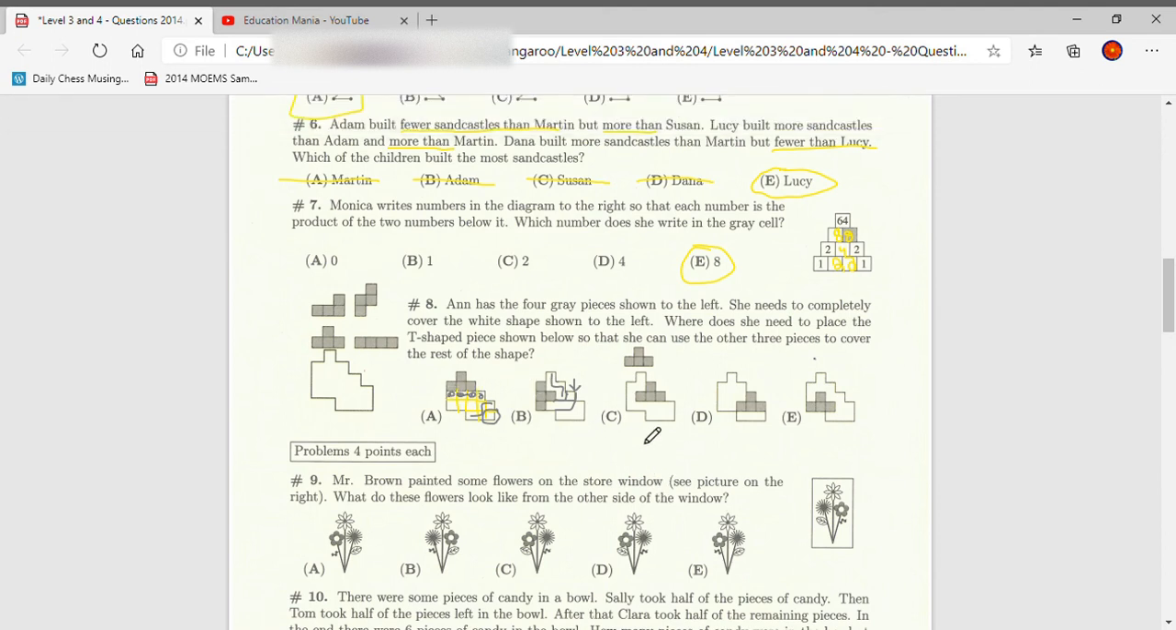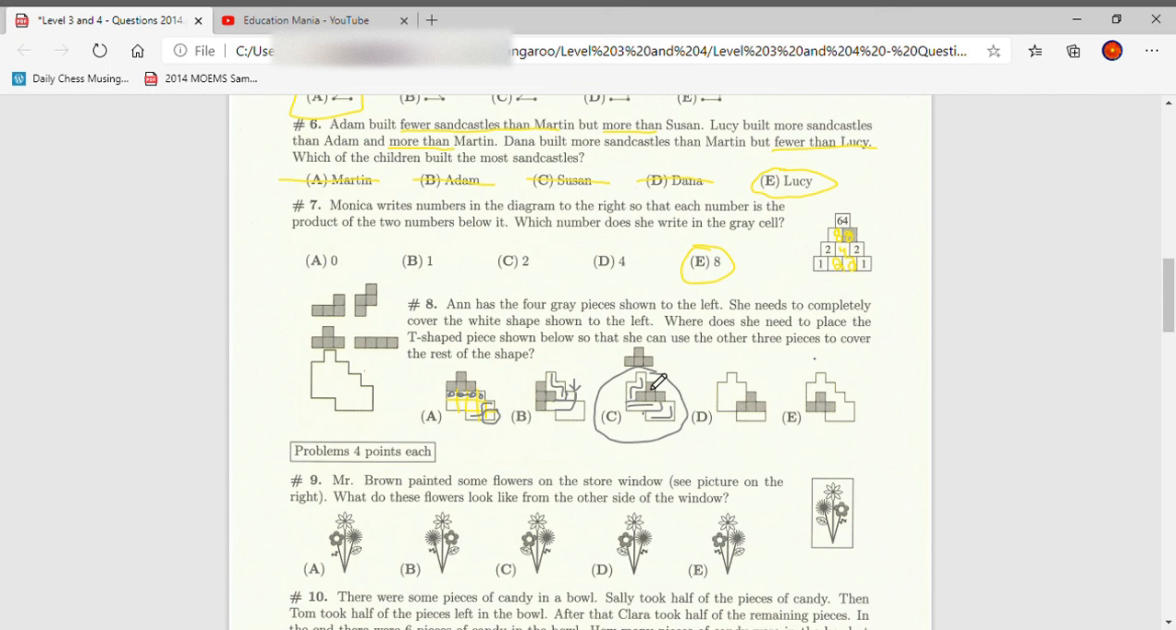Now let's try putting the annoying piece over here. So it covers up like this. Now, this works out perfectly because you can have the long piece like this and this piece like this. So you have finally beaten the annoying piece and gotten our answer as C.